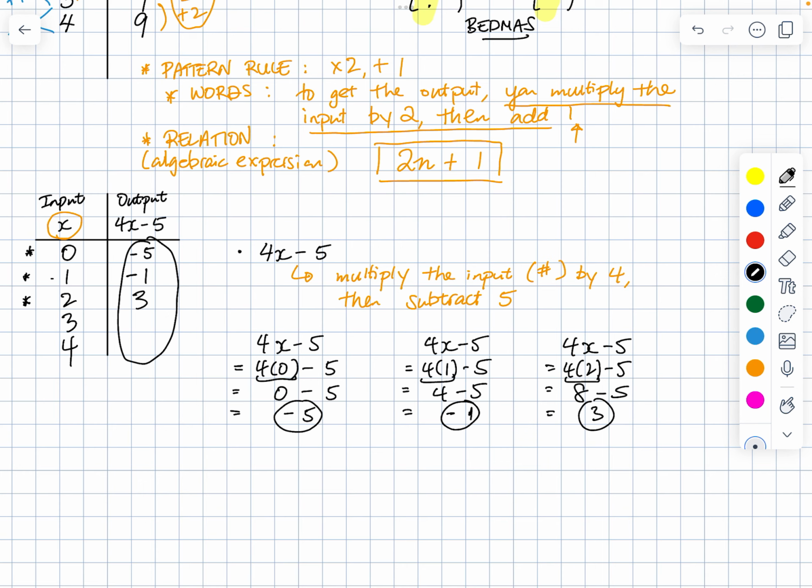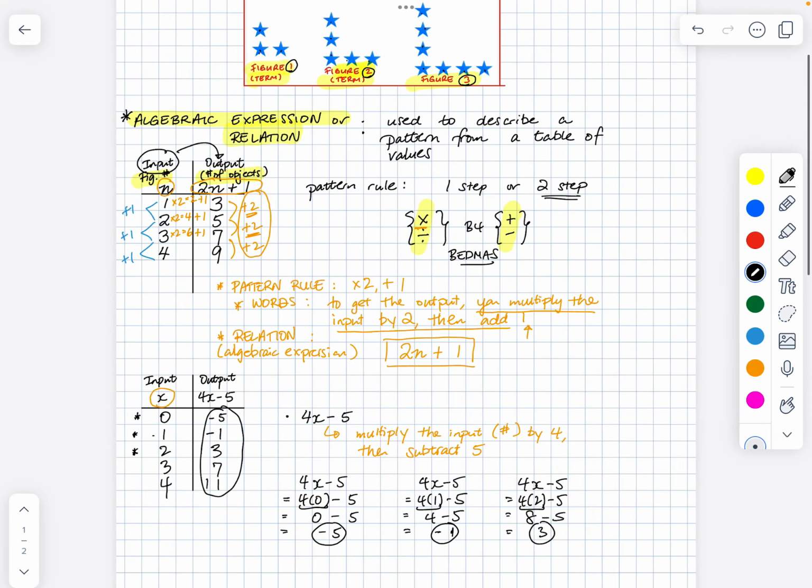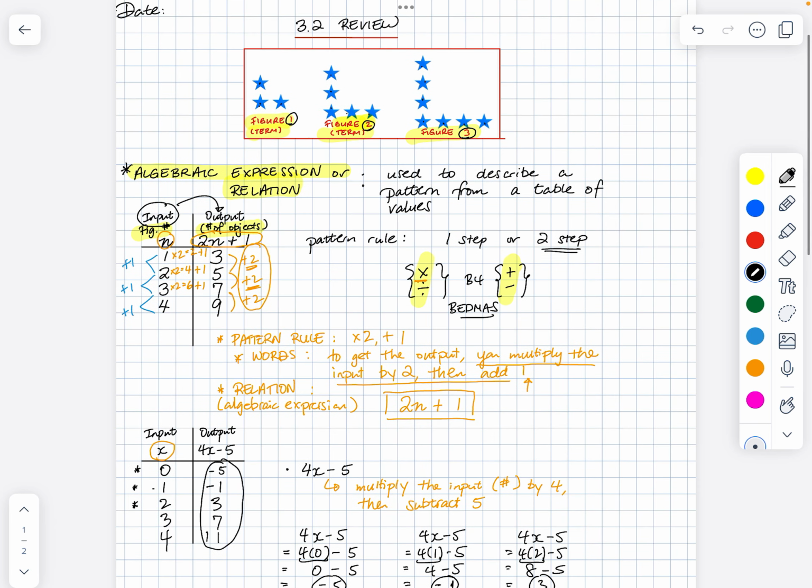And then you can fill in the rest on your own. So I know that if I did 4 times 3, I'd get 12. 12 minus 5 is 7. And then if I did 4 times 4, that's 16. 16 minus 5 would give me 11. So those are my resulting output values. So sometimes you'll be given a T table where you have to fill in the output values based on the algebraic expression already in place. Okay, so that is a review on algebraic expressions or relations with tables of values.